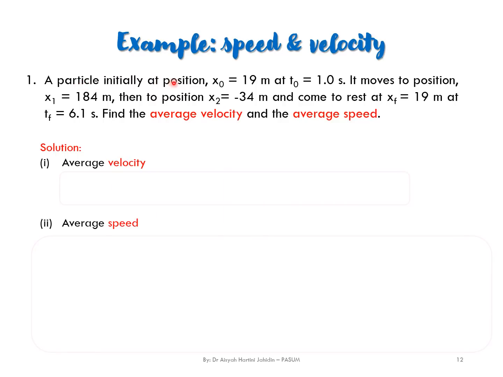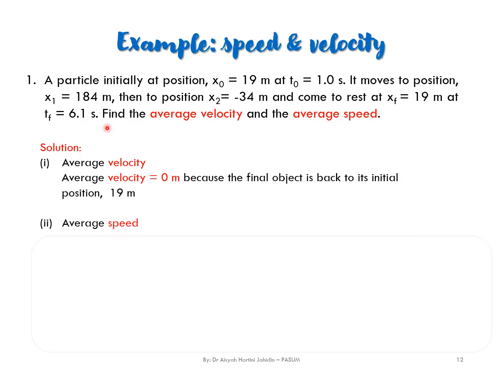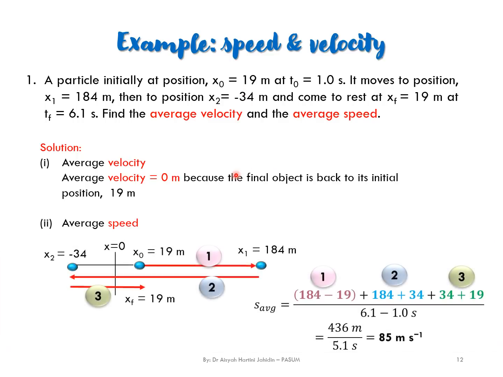Given a particle initially at position x0 equals 90 meters at t0 equals 1 second. It moves to position x1 and then to position x2 and comes to rest at x final equals 19 meters at t final equals 6.1 seconds. To find the average velocity, we need to calculate the change of position, which is x final minus x initial, divided by the time interval. So we get the average velocity as 0 meters.